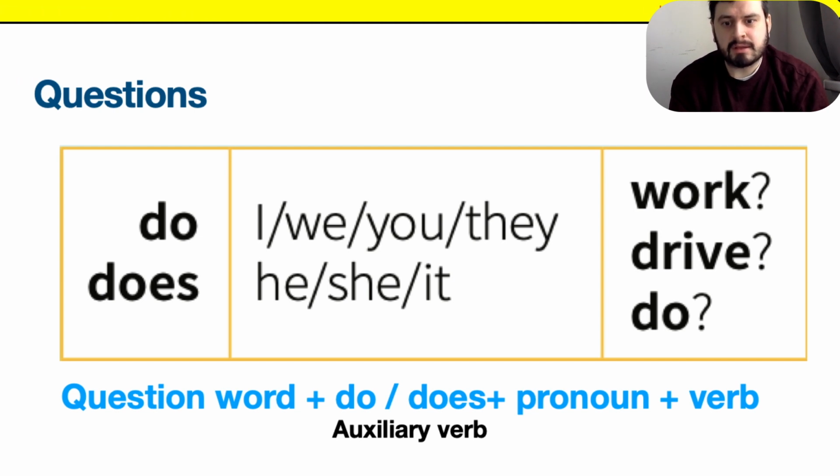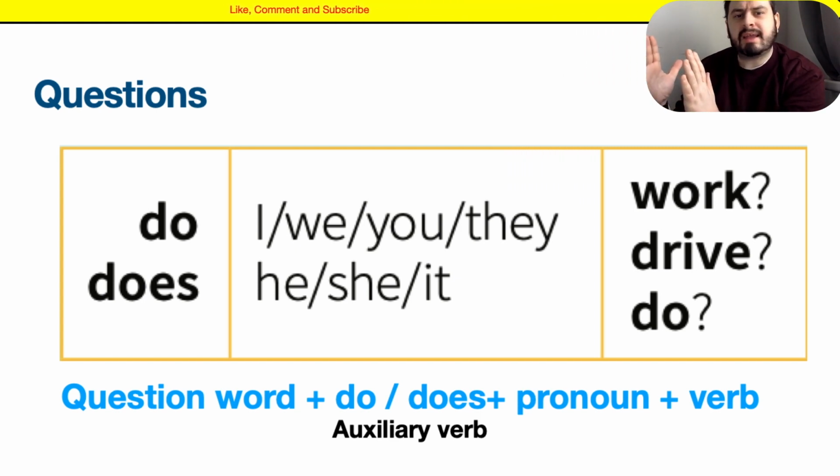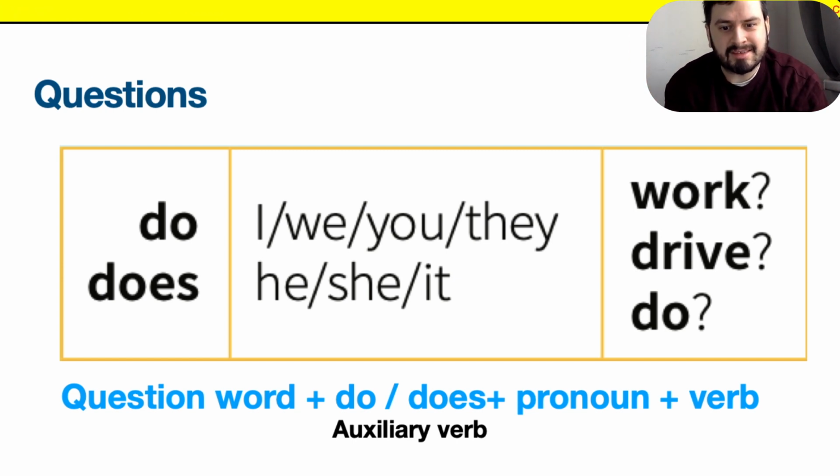Also, you can add a question word to the front of this, like what, when, how, where, on the front of the do and the does, right? Again, the same rule applies. Where do you work? Where does she work? Notice the difference, okay? Notice the structure of the question below in the blue. Question word plus do or does, the auxiliary verb, plus pronoun plus main verb, okay?